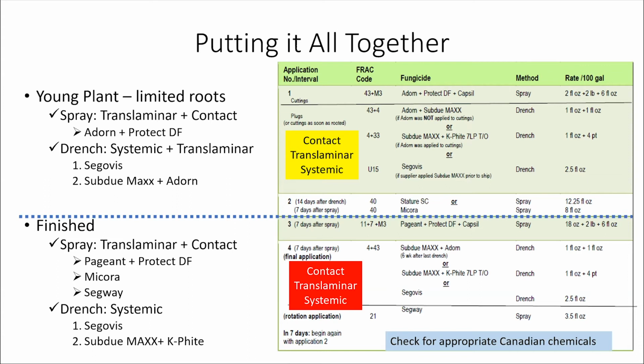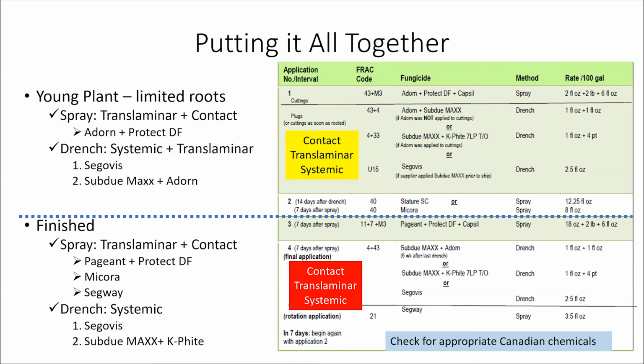Always remember that we're looking at the benefit to the consumer. And so we want good control of any downy mildew, because when the consumer takes it home, they might be exposing their plants to a high risk environment where they've got other impatiens that have downy mildew in their flowering beds. So you want to make sure that you drench them with Segovis as they're going out the door to give them that kind of protection. Segovis isn't available in Canada. Make sure that you put on a Subdue Max plus K-Fight. It's a very effective systemic, and that gives you control out in the landscape, which is very important.